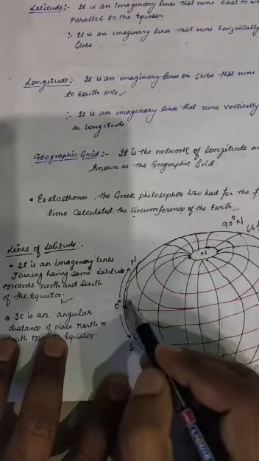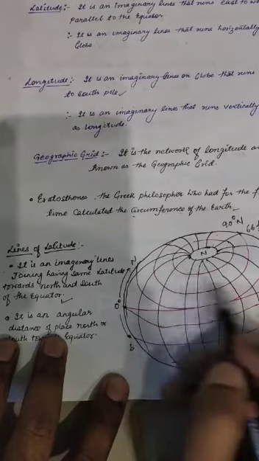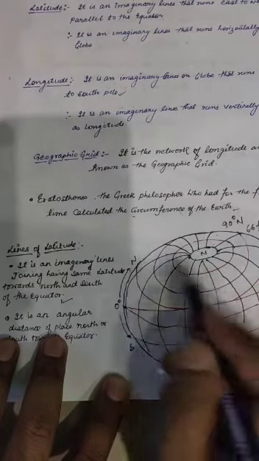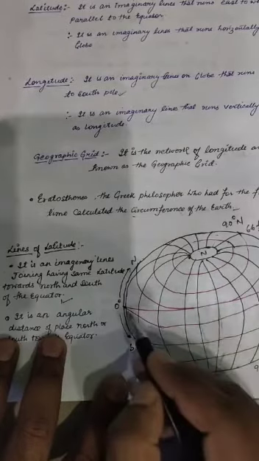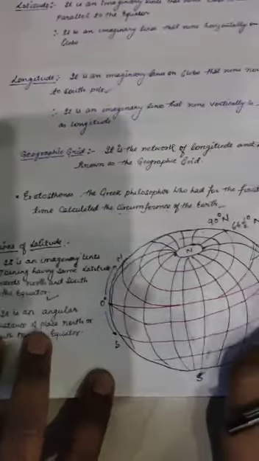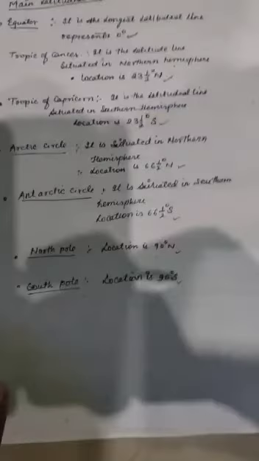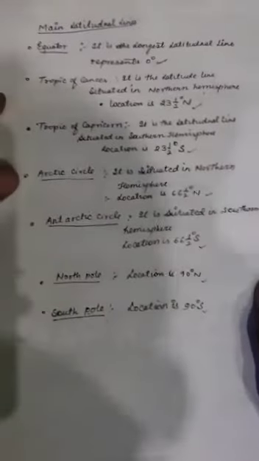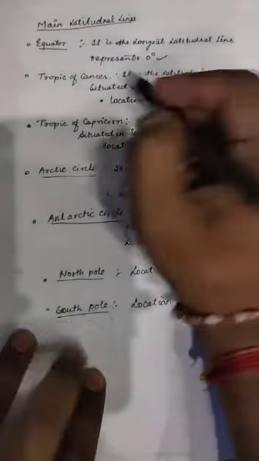Each parallel of latitude is a full circle. Only the equator is a great circle. It means that the equator is the largest circle of the earth. Let's discuss the main latitudinal lines on the globe.